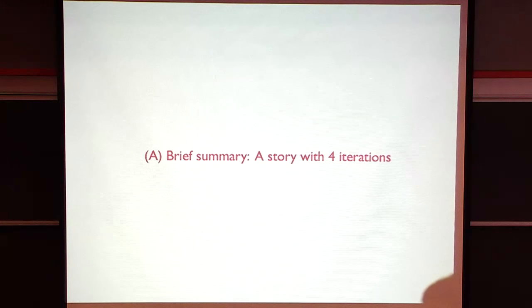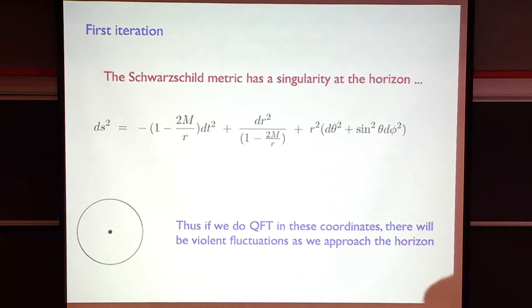Okay, so let's begin with the brief summary. As I said, it's a story with 4 iterations. And the story goes like this. If you take the Schwarzschild metric, when you initially write it down, you see a singularity at the horizon. So if you do quantum field theory in this metric in these coordinates, everything will start going pretty violent near the horizon. So you might think there is a problem.